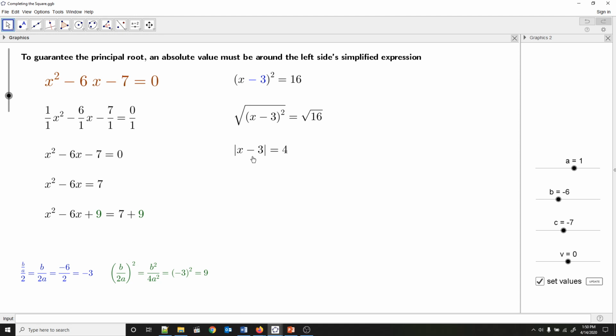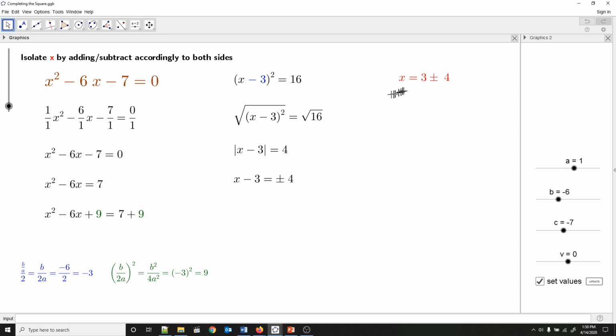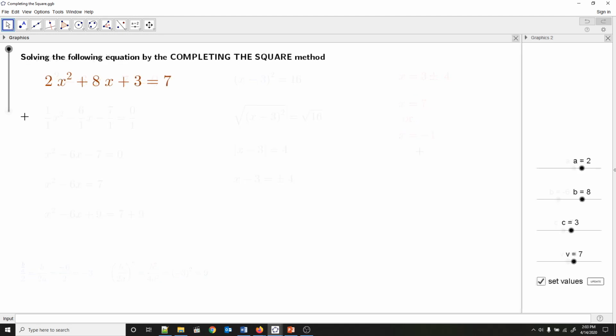You will need to use absolute values around the x minus 3. Now the principal root of 16 is just 4. What happens is by removing the absolute value, you can now rewrite the right side as plus or minus 4. So if you want to solve this equation, add 3 to both sides, and you get x equals 3 plus or minus 4. In this case, x will equal 3 plus 4, which is 7, or x will equal 3 minus 4, which equals -1.